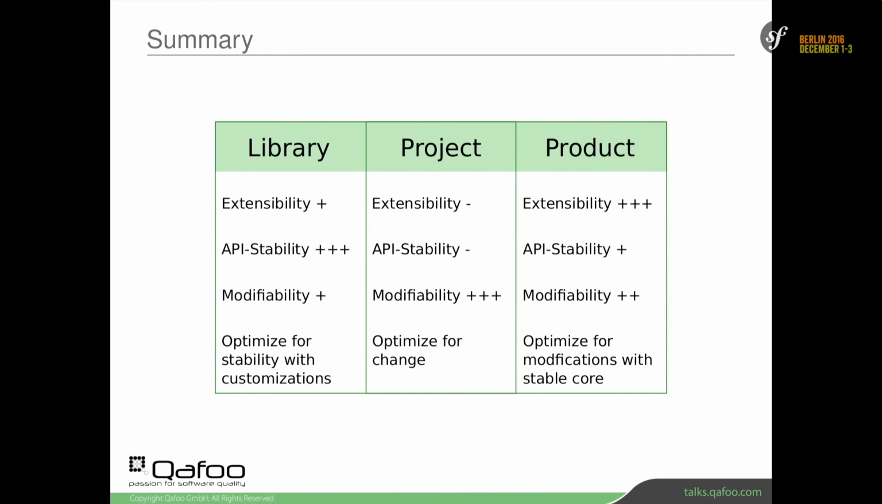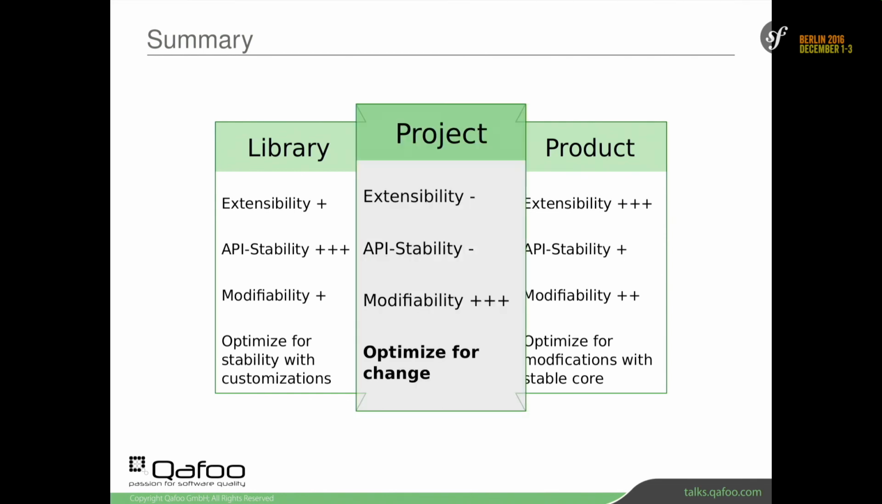On the other hand, you need a stable core. Otherwise, people will abandon your product anyways, because if you're changing the core APIs all the time, people will not like that if they have written modules on top of that. So I expected that most in here will do project development. This is why I'm putting a focus on that. Optimize for change in project development.